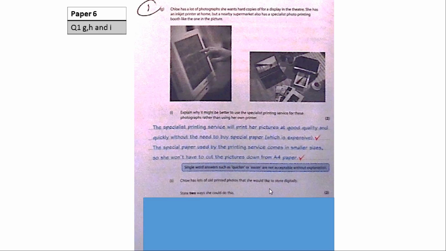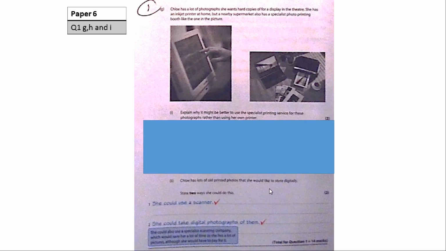So the next question. Chloe has a lot of old printed photos that she'd like to store digitally. Give 2 ways she could do that. She's got lots of old printed pictures, like in a photo album or whatever, and she wants them stored digitally. So how can we get photographs on paper into a digital format? Well, of course, the first one is a scanner, and you put the picture in, press scan, and it digitizes it and then sends it into your computer. She could take a digital photograph. You could take a photograph of a photograph. There's no reason why she couldn't do that.